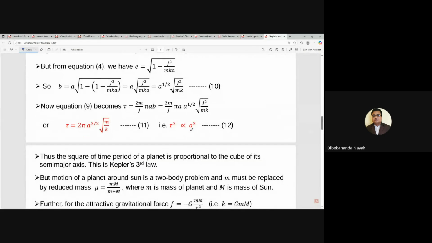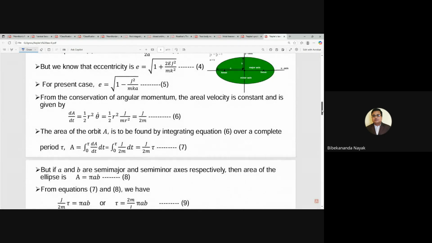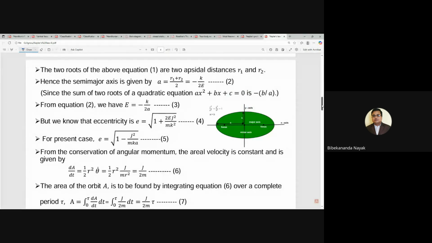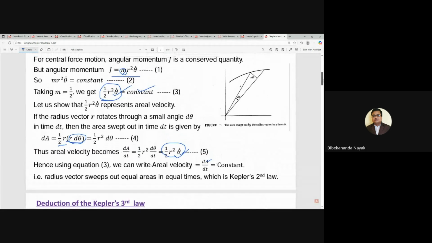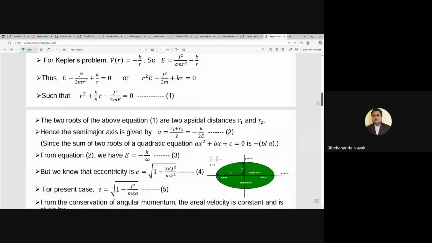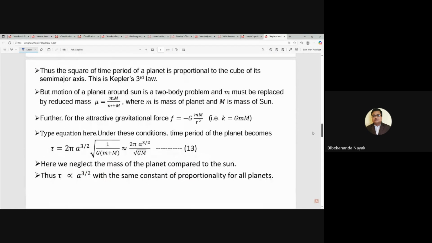Okay, t square proportional to aq. I am not going into details here, but I am providing the materials. You can check the simple mathematics. I have done all the steps here. So I think you can understand it from this.